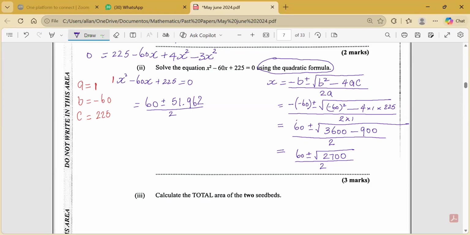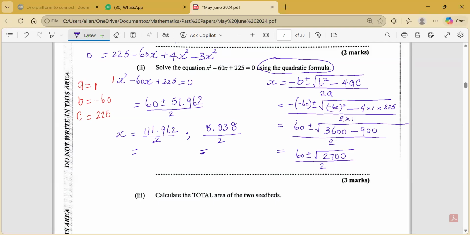You always use 3 decimal places. All right, so you'll have 2 answers. You'll have the first answer, 60 plus that, will give you 111.962 divided by 2. All right, I'll give you one answer. And 60 minus that will give me 8.038 divided by 2. So you'll get another answer.